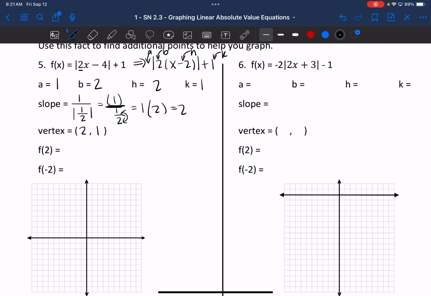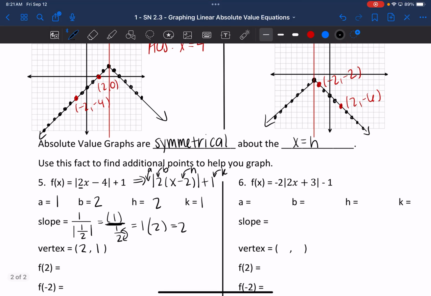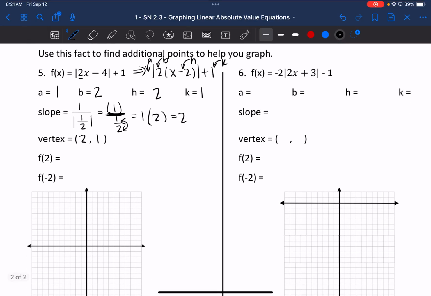2, 1. Okay, and then remember, I told you guys yesterday, one convenient thing about knowing that our function is symmetrical is that if we can find a couple points like f of 2 and f of negative 2, we can plot them and know there will be that mirror image on the other side, right? So we don't have to plot so many points. So let's find f of 2 and f of negative 2.